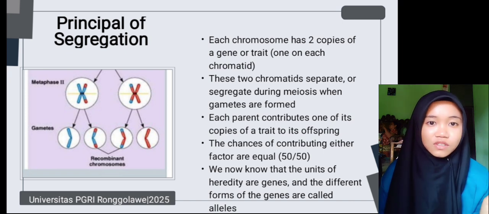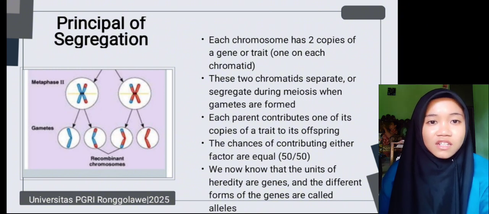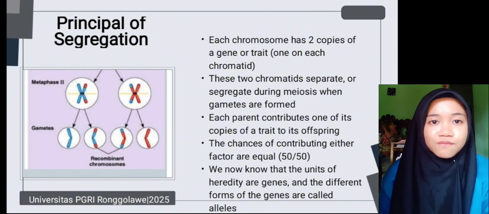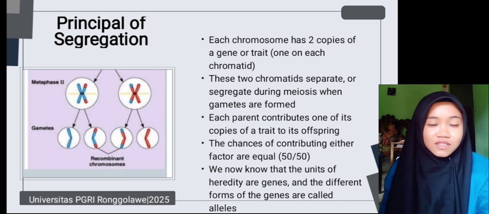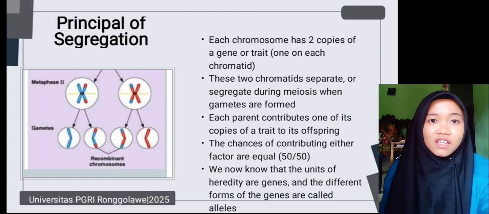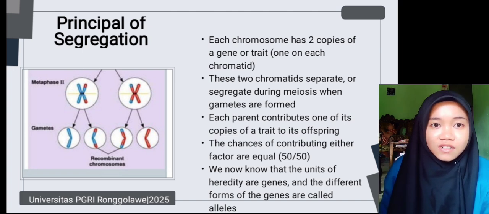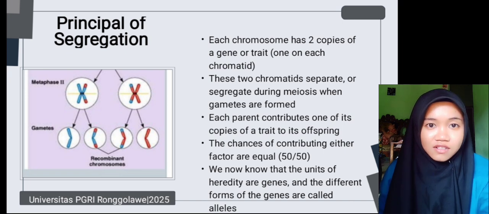We now know that the units of heredity are genes and the different forms of the gene are called alleles.